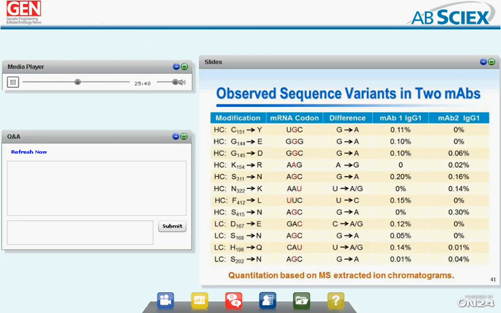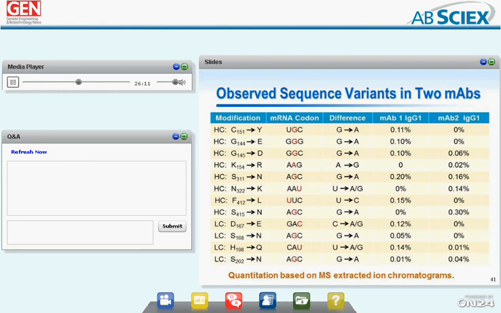When we look at these observed sequence variants across the two mAbs that we just showed in the previous example, MAB1 is the IgG1 showing the 50% functional concentration. MAB2 is the other one, the IgG1, with the Fc portion mutations. And we do see a small amount of mutations in each of these cases, and they're usually very, very low, under 0.3%. We have seen some as high as 1%, but typically you're around 0.1 to 0.2% of the mutations.